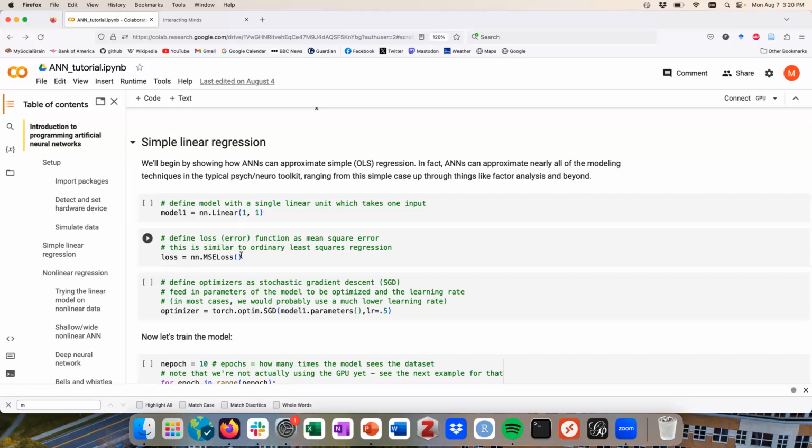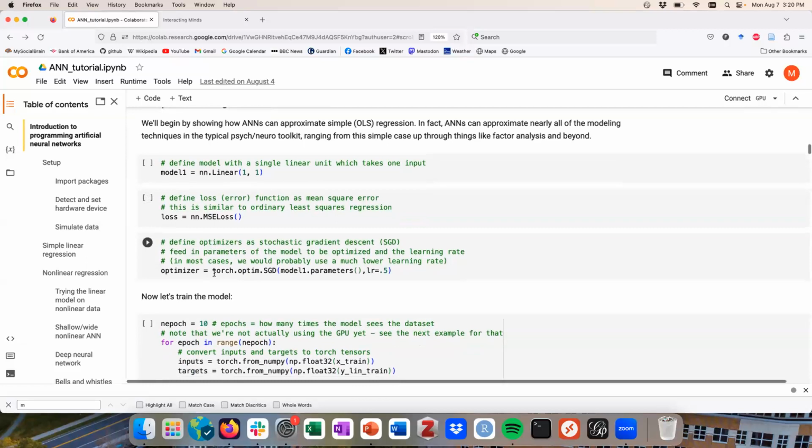We need to define a loss function. This is something you often don't have to think about when you're running a linear regression because it always uses the same loss function. And here we're just using basically that same loss function, which is mean squared error, right? So you want to minimize the sum of your squared errors. And then finally, we have to choose an optimizer. And so in this case, we're going to use stochastic gradient descent. Most neural networks use some sort of variant of gradient descent to optimize themselves.